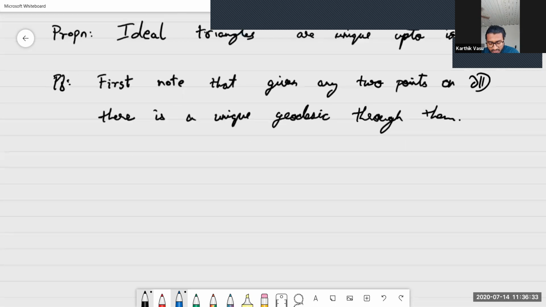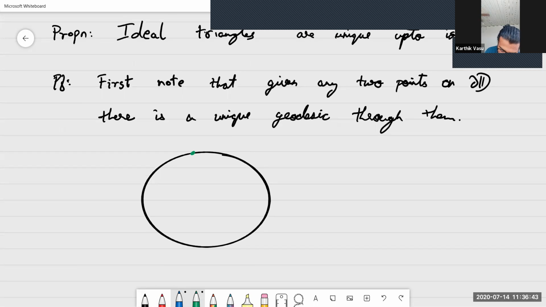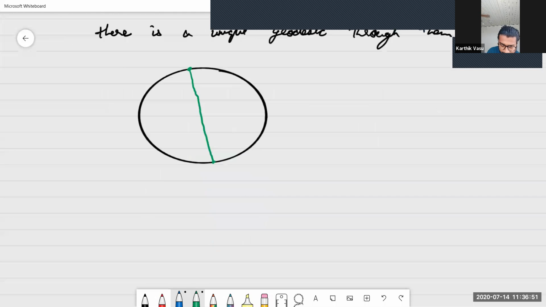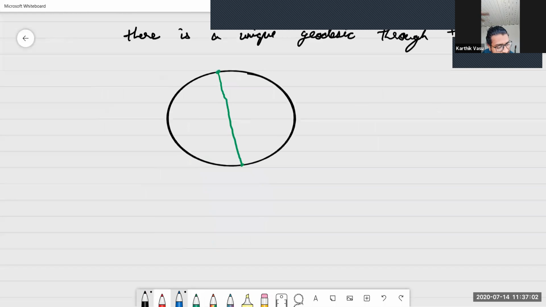So first note that if you have any 2 points on the boundary, there will be a unique geodesic connecting these 2 points. So the geodesic doesn't actually go through these 2 points. Those are points at infinity, you can think of.